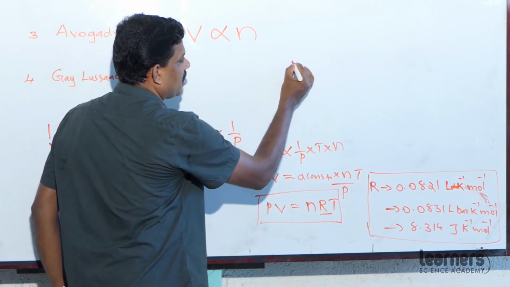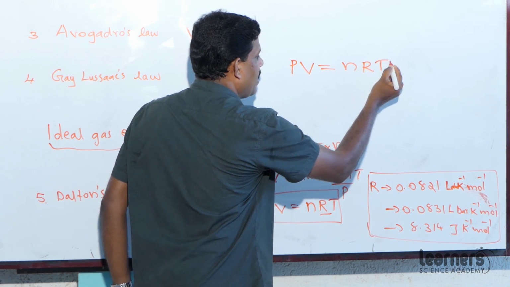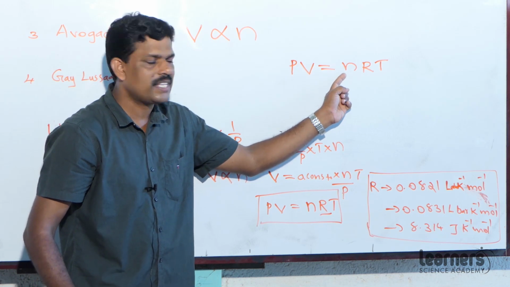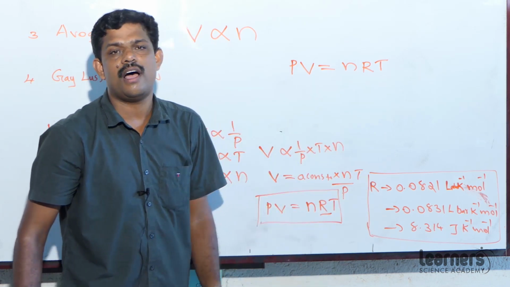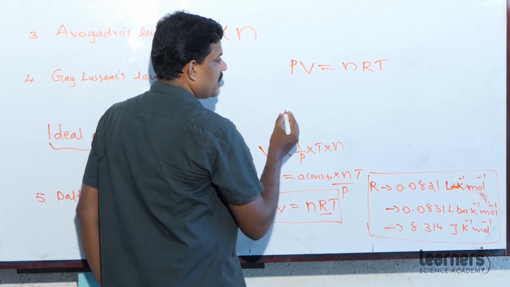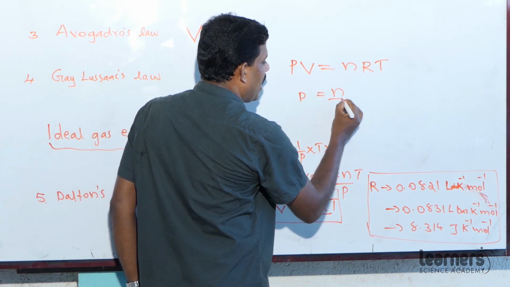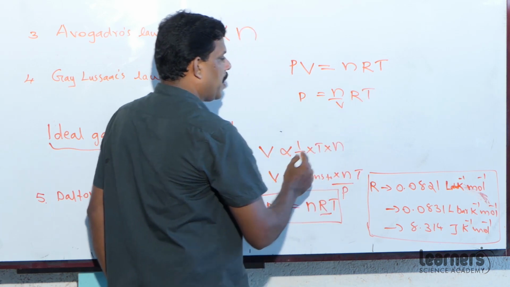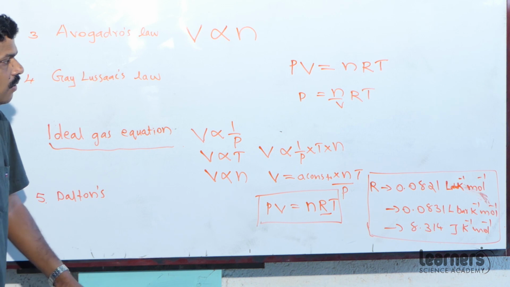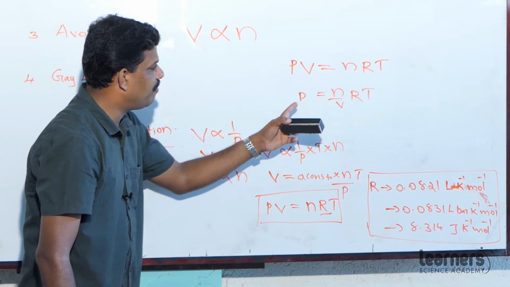Once again, the ideal gas equation is PV is equal to nRT. P is pressure, V is volume, n is number of moles, R is the universal gas constant, and T is temperature in Kelvin scale. When we rearrange this, we get P is equal to nRT by V.